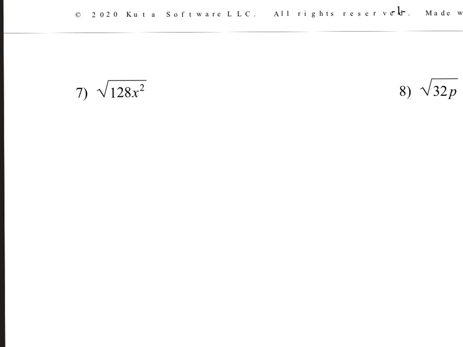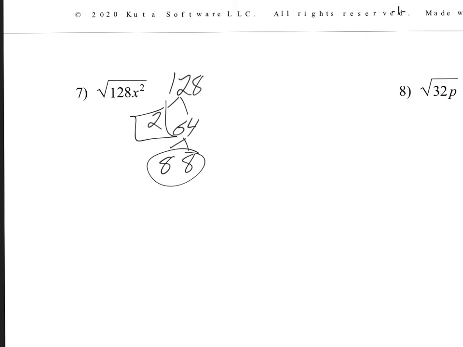Okay, next one. It's the same thing again, guys. So we have 2 and 64. 64 is actually a perfect square. So I can do 8 and 8. Okay, so I'm going to circle my 8s. I have a 2 left over. X and X. That's one circle. So I have 8x radical 2.